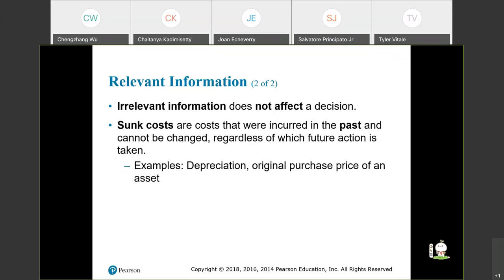Irrelevant information or irrelevant costs are the costs that do not affect the decision because they are not in the future or do not differ among alternatives. For example, in this case that I just mentioned, if the two truck models have similar fuel efficiency and maintenance rating, we do not expect the truck operating cost to differ between these two alternatives. Because these future costs do not differ, they do not affect the company's decision. So in this case, these features are considered to be irrelevant.